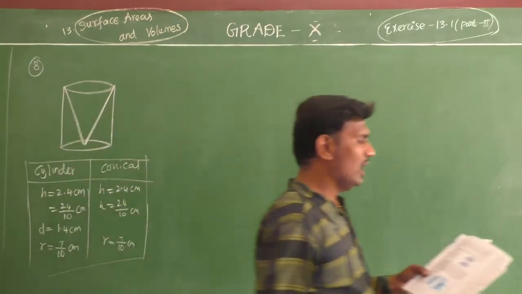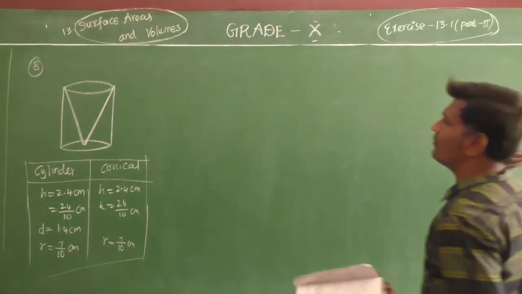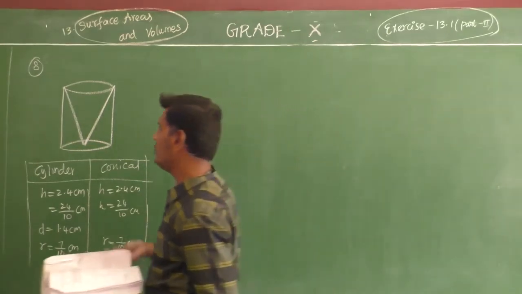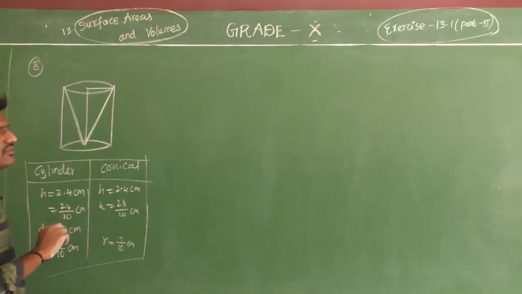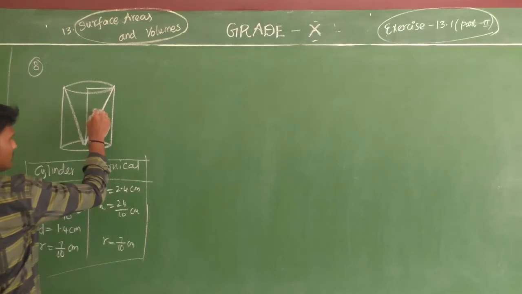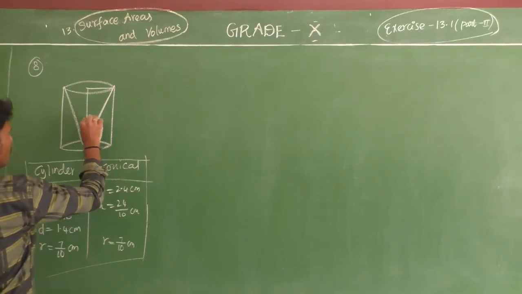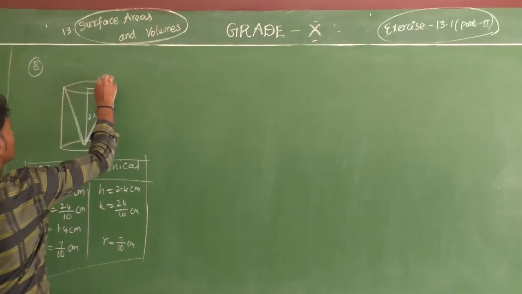And next, what does the given question mean? Find the total surface area. First we want to take the CSA of a cylinder and CSA of a hemisphere and CSA of a base area of conical part. Yes, okay. This is 2.4 centimeter and that one is 0.7 centimeter.